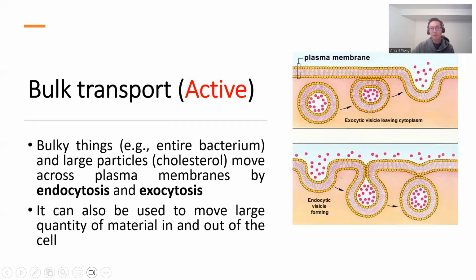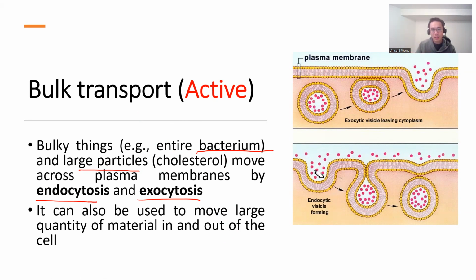Another example of active transport is called bulk transport. Bulk means a lot of it, right? Or really big. So things that are bulky, such as an entire bacterium or large particles like cholesterols, have to move across the plasma membrane through bulk transport. And there are 2 types, endocytosis and exocytosis. In endocytosis, you are bringing things in.